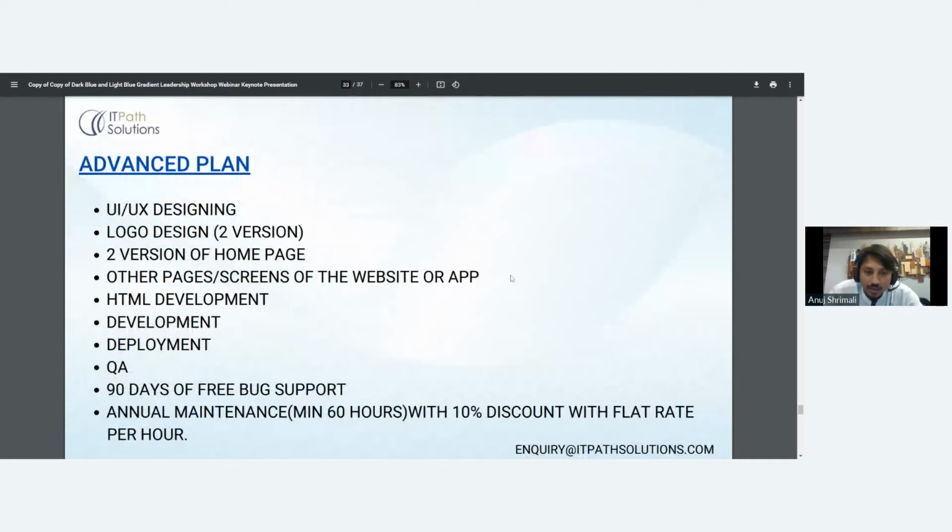The third plan is the advanced plan, wherein we again propose the same UI UX designing. Here we are proposing two versions of logo design and two versions of homepage, which increases the options for our clients and customers to go through. Again, the QA cycle would be the same. Here, additionally, we are providing another 30 days of free bug support, which includes all in all 90 days of free bug support. And here we are proposing a minimum of 60 hours of annual maintenance with a 10% flat discount on the rate per hour. So if you go with this plan, we are providing a 10% discount for the annual maintenance.